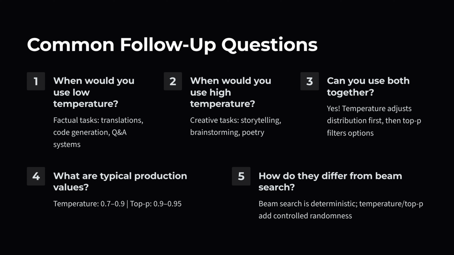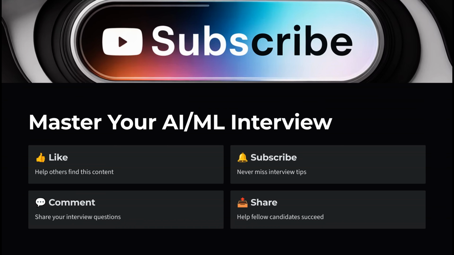Sometimes they bring up beam search, and a strong explanation is that beam search is deterministic, while temperature and top P introduce controlled randomness. A practical production setup is temperature between 0.7 and 0.9, with top P near 0.9. The takeaway is simple. Once you understand how each setting behaves, tuning them becomes a natural part of shaping model output.